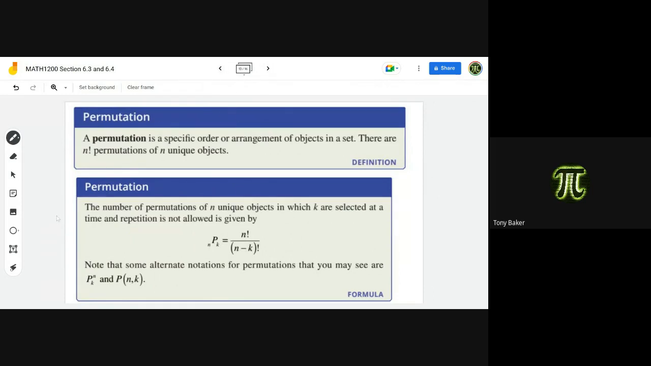This nice little crazy formula down there, we're never using it. You're going to use that NPR button on your calculator. We've got permutations and we've got combinations.